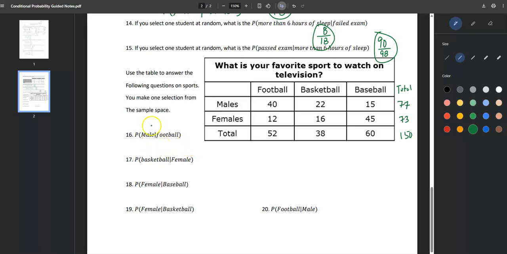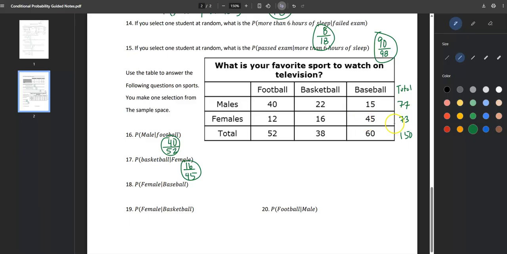So this one we're selecting one person. What's the probability that they're male if they like football? So if they like football, it'd be out of 52. So the denominator is going to be 52, and then 40 of those are male. What's the probability of selecting somebody that likes basketball if they're female? So I'm looking at just these 45 females. So this would be out of 45, and then this would be 16 for that.